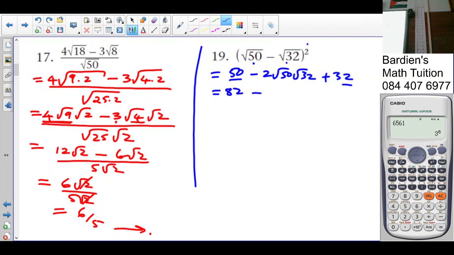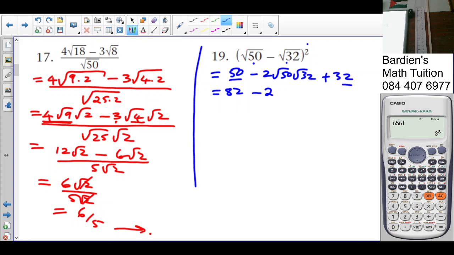Now root 50 times root 32, you can multiply that out. It's going to give you root 1600, which is 40. 40 times 2 is 80, and 82 minus 80 is again 2. Now let's play dumb, and say we didn't know that.